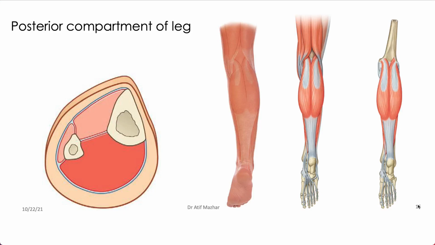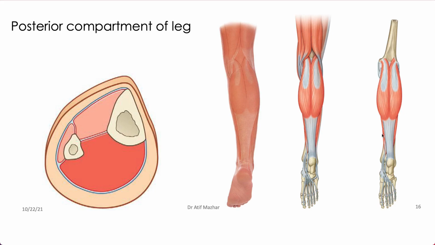Let's talk about the posterior compartment of the leg. You can see there's a cross section, and this is what you're looking at: the anterior compartment, the lateral compartment. A huge bulk is formed by this posterior compartment. And we can see in this image, skin has been removed and you can see the lower thigh and the whole leg and the foot, and this muscle has been removed.